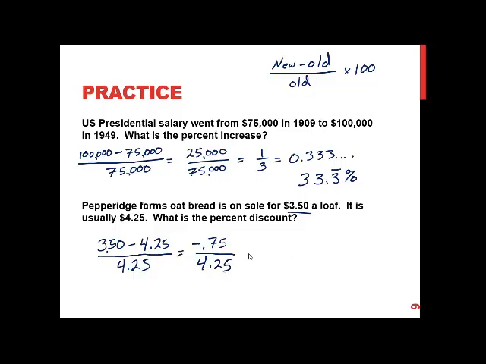And when we do that, we get about negative 0.176. Now we turn that into a percent, we get negative 17.6%. Since we're talking about a discount, we don't need to leave the negative in there. We can just say it was a 17.6% discount. You either need the negative or the word discount, but typically we just say it's a discount.